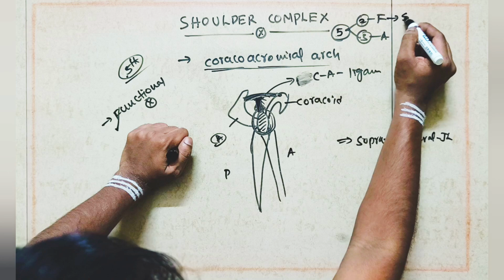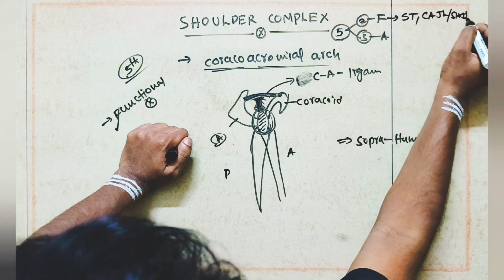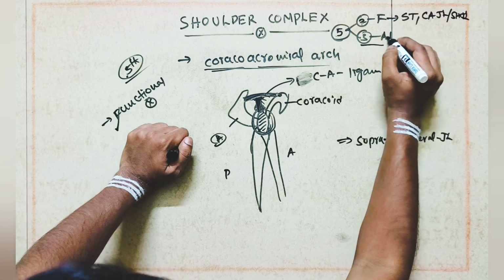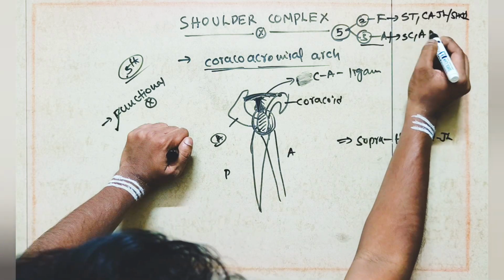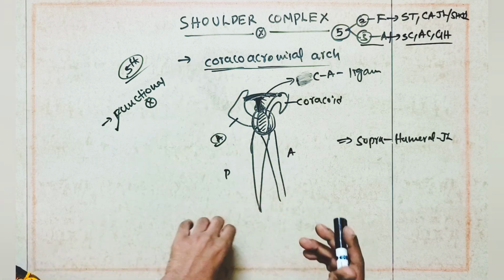What are those two functional joints? The scapulothoracic joint and the coracoacromial joint, otherwise called the suprahumeral joint. The remaining 3 are anatomical joints: sternoclavicular, acromioclavicular, and glenohumeral joint. So this is about the components of the shoulder complex.